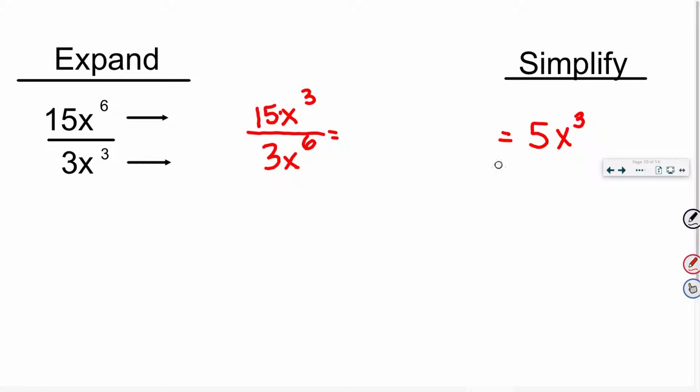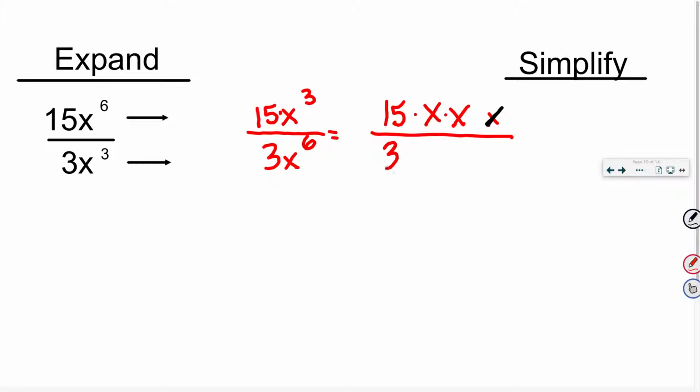Okay? We're still going to break it out. How do I break it out on the numerator? 15 times x times x times x. And how about the denominator? 3 times x. Okay. Where are our wholes? We can do 15 divided by 3, which is 5. So we've eliminated, we've reduced.